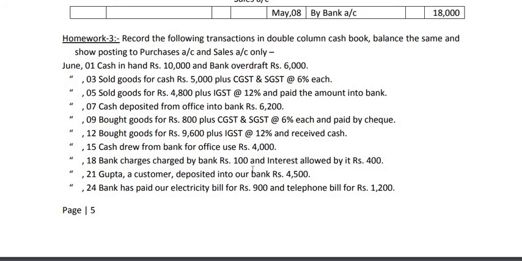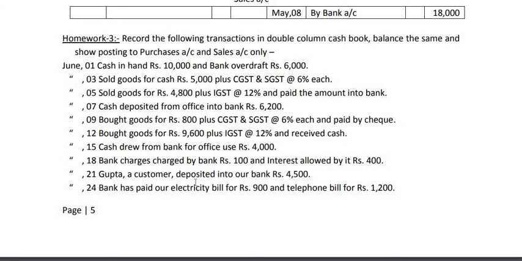Then bank charges charged by bank 100 and interest allowed by it 400. So this will come in the credit side in the bank column as by bank charges, and this will come in the debit side of bank column as to interest. Both will come in the bank column. This will come to credit side and this will come to debit side.